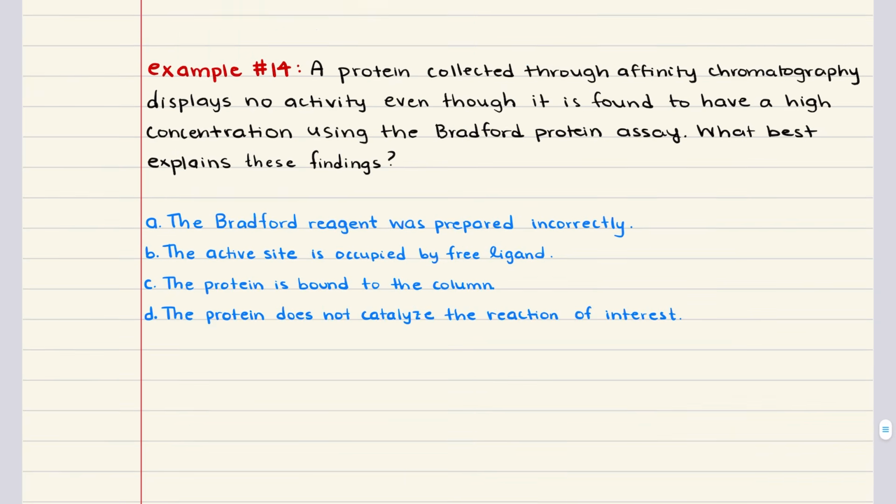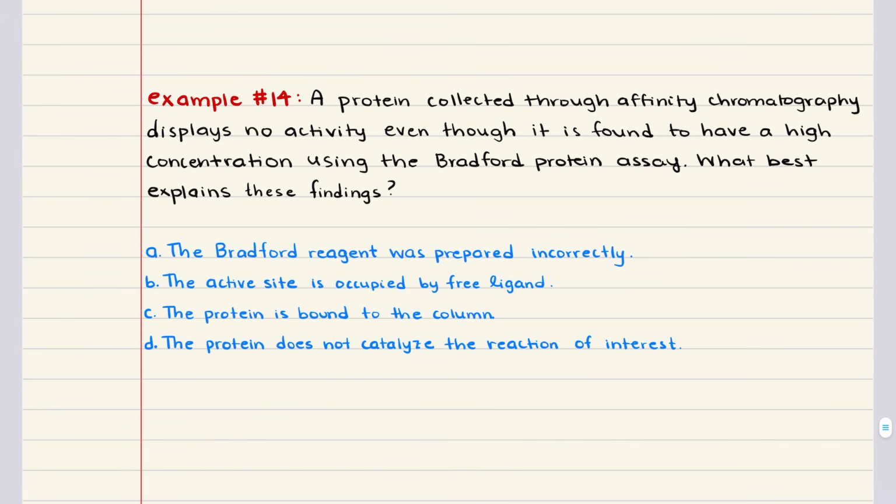Let's move on to problem 14. Problem 14 says a protein collected through affinity chromatography displays no activity even though it is found to have a high concentration using the Bradford protein assay. What best explains these findings? A says the Bradford reagent was prepared incorrectly. B says the active site is occupied by free ligand. C says the protein is bound to the column, and D says the protein does not catalyze the reaction of interest.